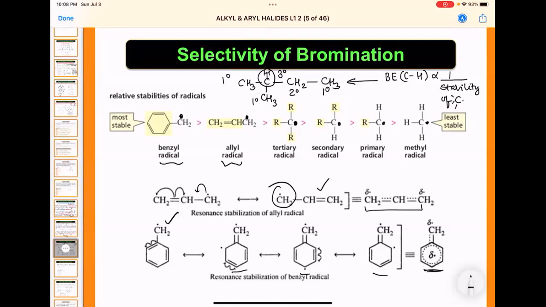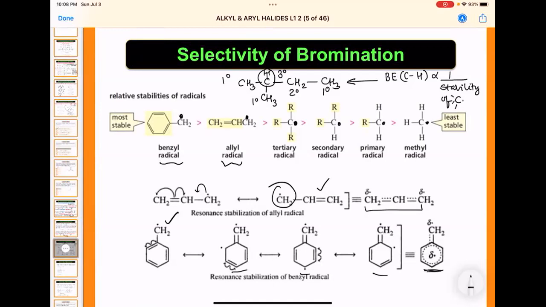Suppose allylic and benzylic radicals are resonance stabilized. You said it very correctly. Now tell me why the tertiary radical and secondary radical are stabilized. What are the factors which can stabilize tertiary and secondary radical?